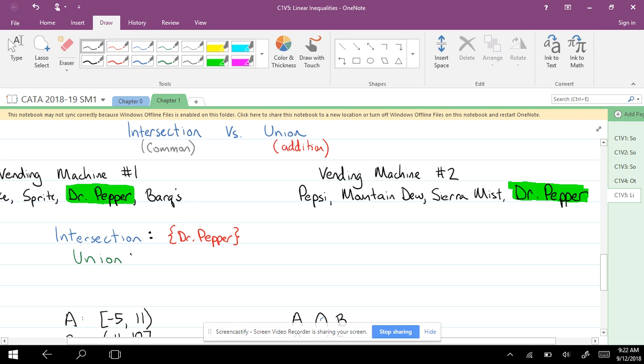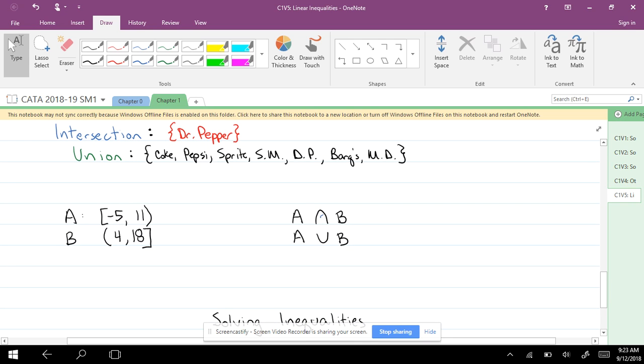Now with union, that would be everything. So that means I got Coke, means I got Pepsi, means I got Sprite, I got Sierra Mist, I got Dr. Pepper, I got Barqs, and I got Mountain Dew. Recognize for a moment that I only wrote Dr. Pepper once. It was in both sets, and the union just needs it represented one time.